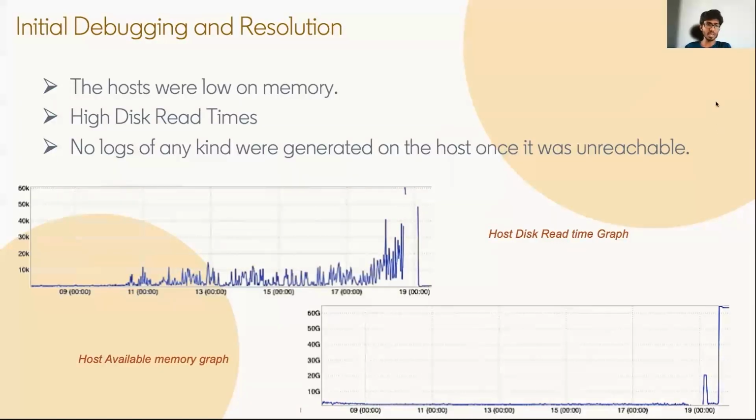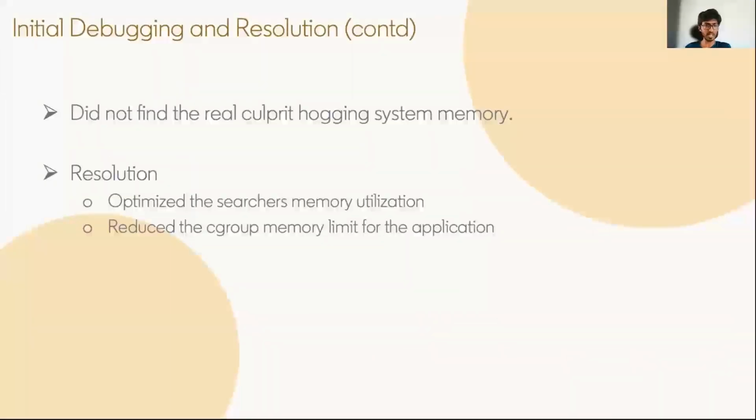Looking at the metrics, we also figured out that there's a lot of swapping going on. So the cause is that the host was running out of memory. But since there were no logs or such, it was very hard to figure out which application was abusing us and using the memory. We did dig through, but we couldn't find the real culprit hogging system memory. But then we had to figure out a way.